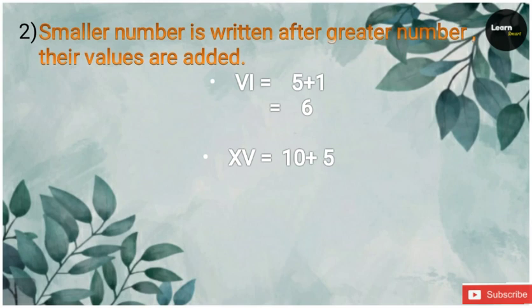X represents 10. V represents 5. X is a greater number and V is a smaller number. So, we add: 10 plus 5 equals 15. L represents 50 and X represents 10. It means LX represents 60.